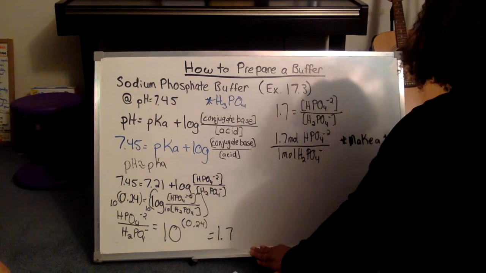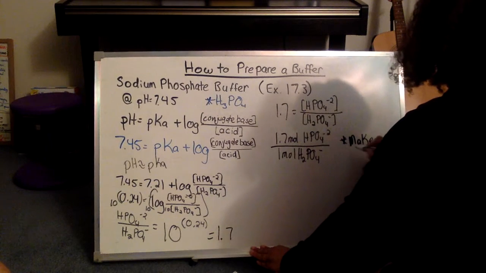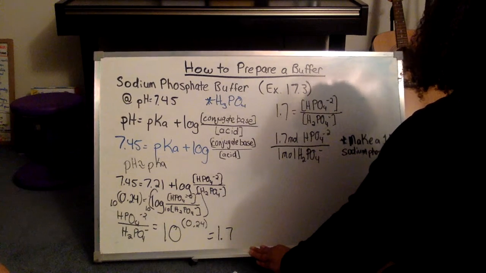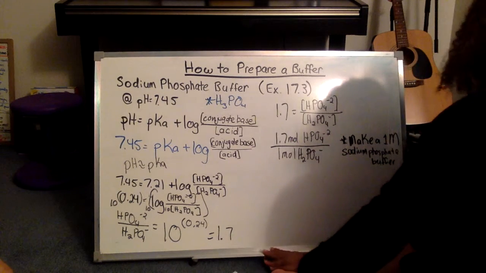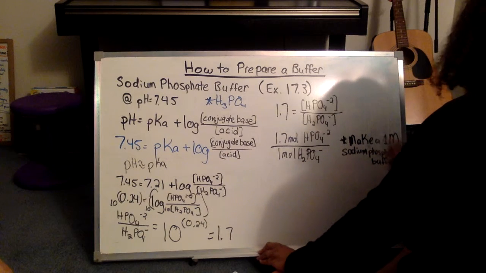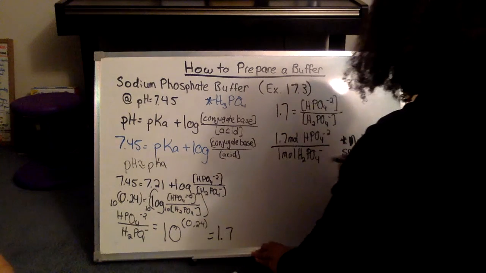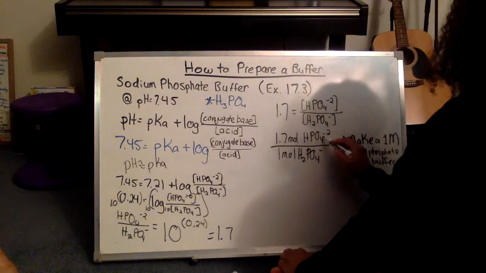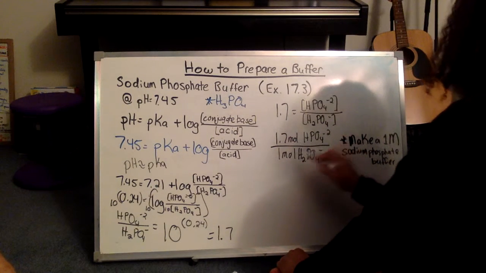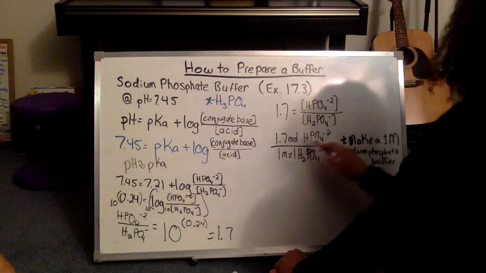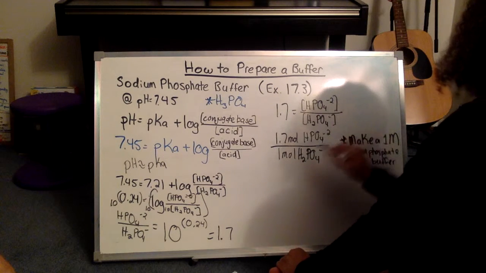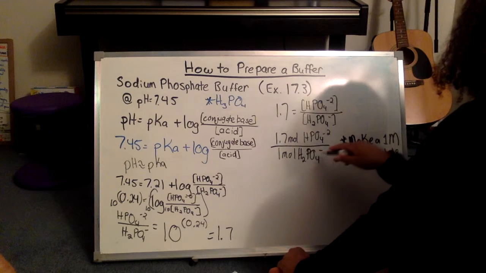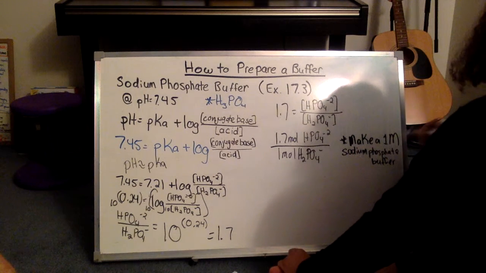a 1 molar solution of sodium phosphate buffer solution. We know that's normally not 1 molar, but I'm just saying, if we make 1 molar of that, then that means that we need 1.7 moles of HPO4 2 minus, and we need 1 mole of H2PO4 minus, okay, to make 1 molar solution.